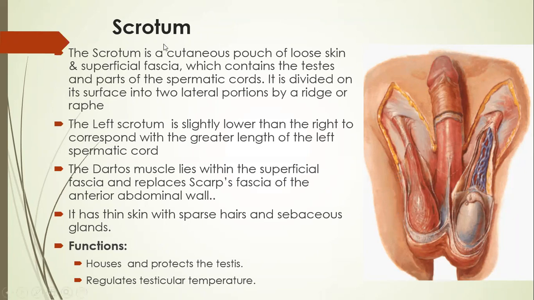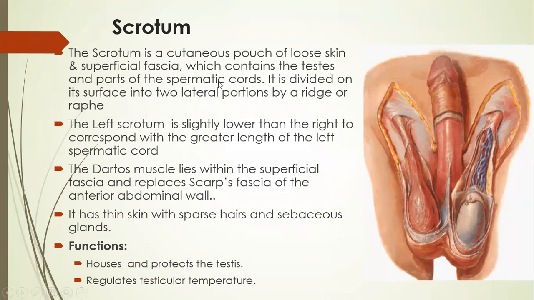The scrotum, as you know, is a cutaneous pouch. Cutaneous means skin. Skin pouch. Pouch means just like a packet. So it is a cutaneous pouch of loose skin and superficial fascia. As you can see here, this is loose skin as well as some superficial fascia, which contains the testes. They contain the testes on either side, the right and the left testes, because the testes are in pairs.